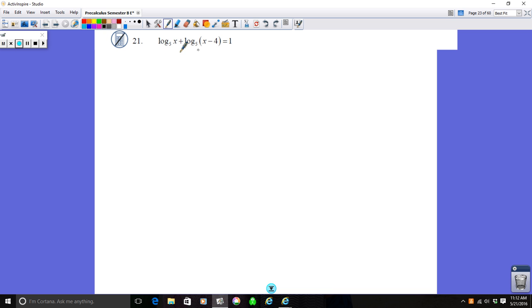21. This is the reason we learned our rules for condensing and expanding. So this is expanded form. So condensed form, there's a plus in between. So this is going to be log base 5 of x times x minus 4. That's condensed form, equaling 1. There's nothing else we know how to do here, so we're going to make it an exponent. Again, if you're stuck in log form, make it an exponent. 5 to the first power equals x times x minus 4.